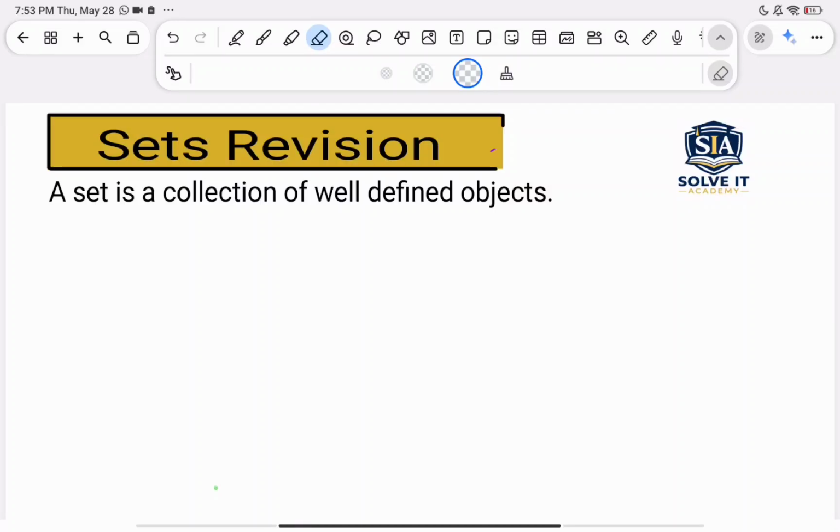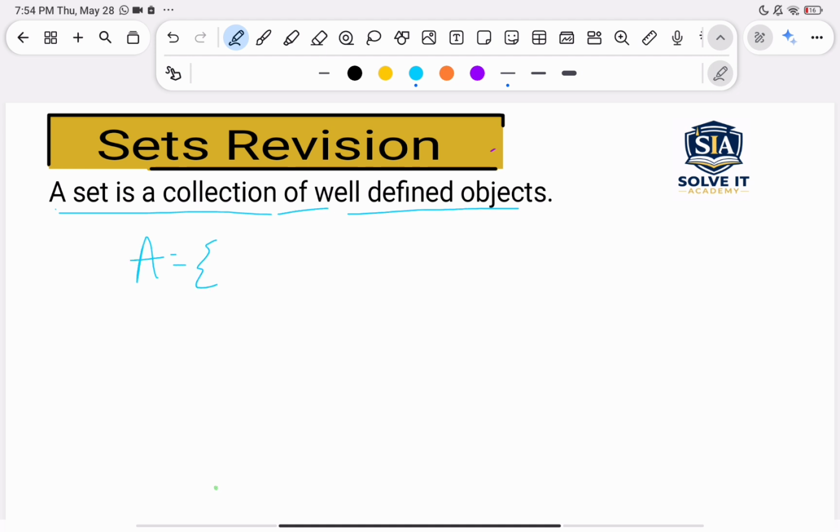So now we will move to sets revision. First of all, what is a set? A set is a collection of well-defined objects. For example, A is equals to {1, 2, 3, 4, 5}. This is a set. It is a collection of well-defined objects.